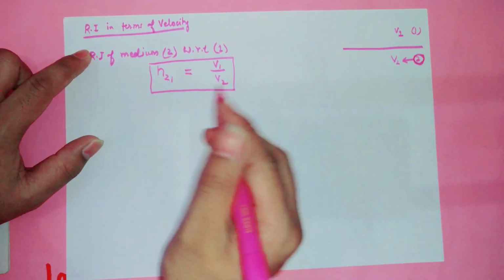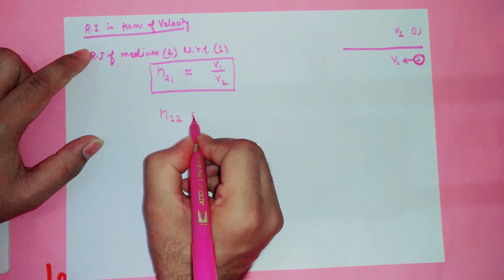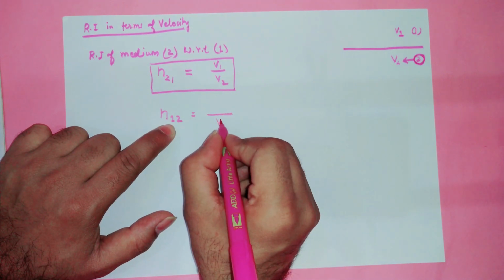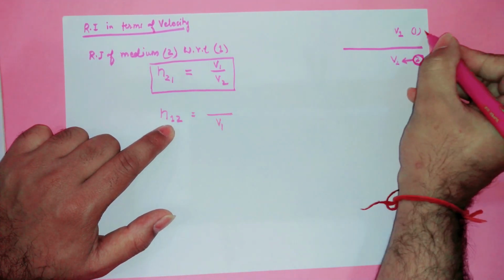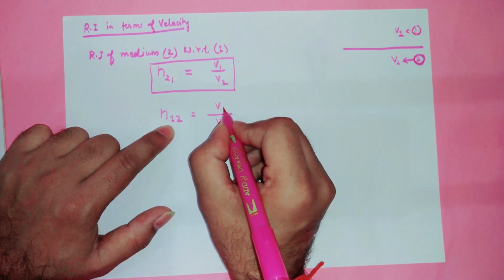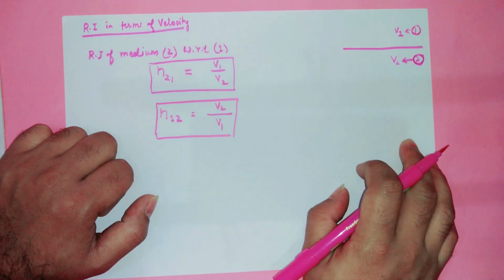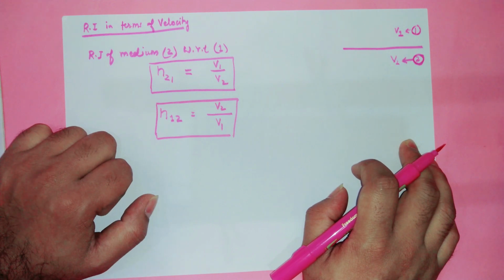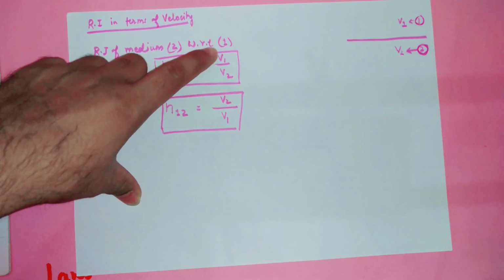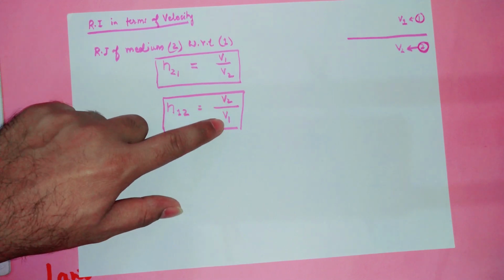Okay, so suppose we want to calculate the refractive index of medium 1 with respect to 2. Since we are calculating the refractive index of medium 1, the velocity of that medium, v1, will be in the denominator, and in the numerator it will be v2. So these are the two formulas. Clear? Okay, so the refractive index of medium 2 with respect to 1 is equal to v1 by v2, and the refractive index of medium 1 with respect to 2 is v2 by v1.